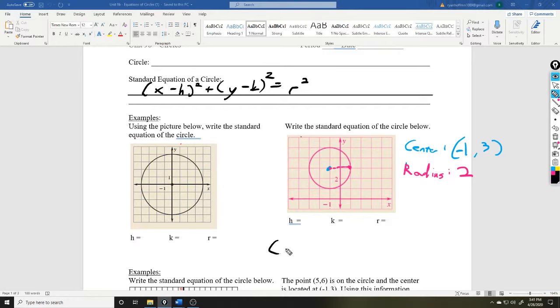So then when we go to write our equation, squared. Our x-coordinate of the center is -1. Well, let's write that again. X-coordinate of the center is -1. And then our y-coordinate of the center is +3. So that goes over there. And then our radius that we want to fix is 2.